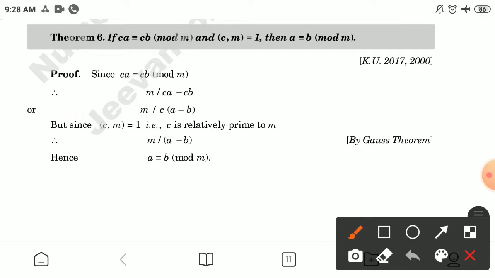If ca is congruent to cb mod m and the greatest common divisor of c and m is equal to 1, then a is congruent to b mod m. Since ca is congruent to cb mod m, therefore m divides ca minus cb, or m divides c into a minus b. But since gcd of c and m is equal to 1, that is c is relatively prime to m, therefore m divides a minus b. Hence, by Gauss theorem, a is congruent to b mod m.